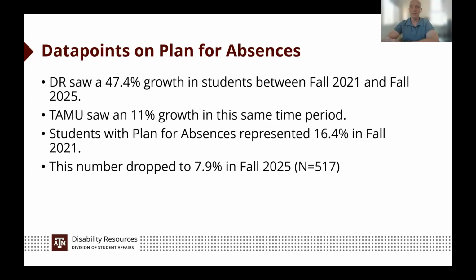Students with plan for absences represented 16.4% of total affiliated students. So that's 16.4% of the students affiliated with our office in fall 2021 had the accommodation of plan for absences. That number dropped to 7.9% in fall of 2025. You see that that's 517 students.